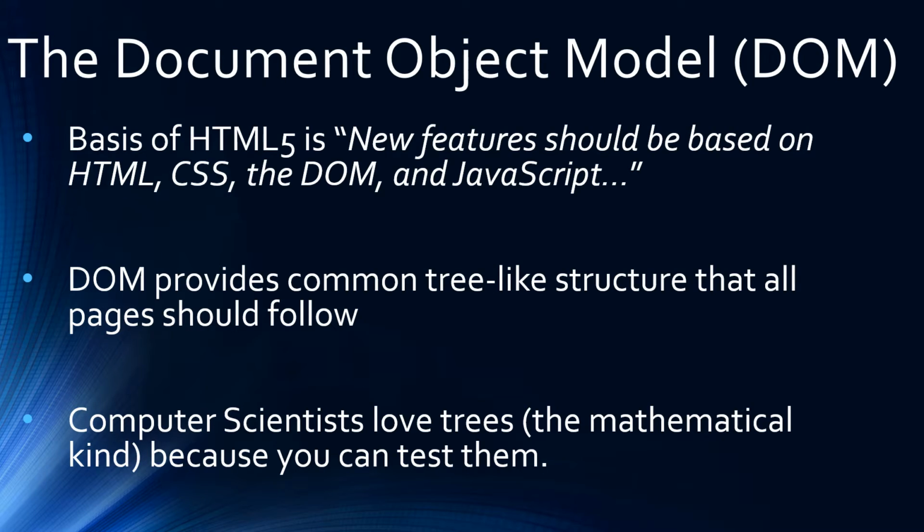One of the things about geeky computer scientists is that they love trees. Not trees outside that are green and beautiful in the fall. The mathematical trees that we are referring to. These tree-like structures that we can prove to be valid or invalid.